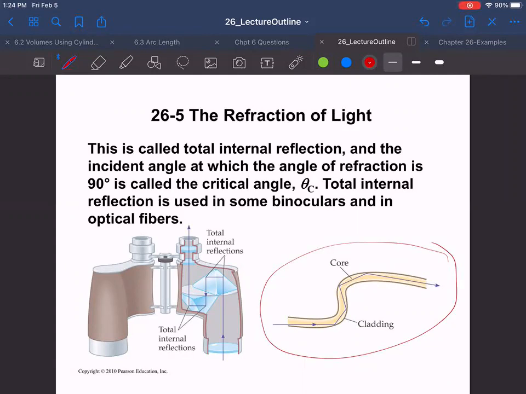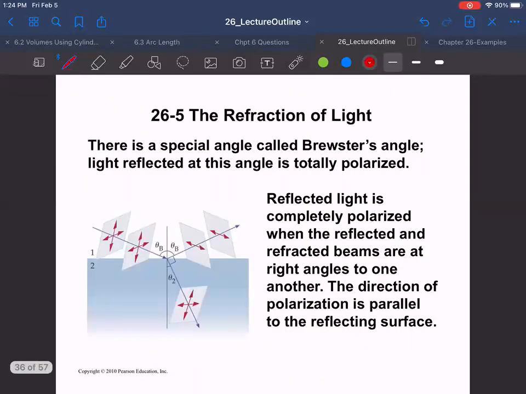So you can take those fiber optics and bend them, and the light will just bounce around until it makes it all the way across. Okay, so that's how fiber optics will work for you. And then the same thing, I guess, here for the binoculars.